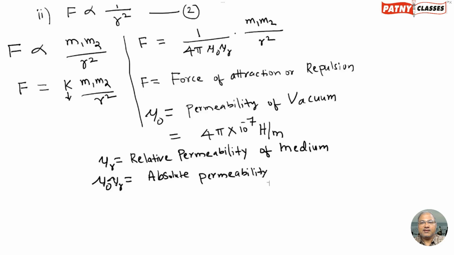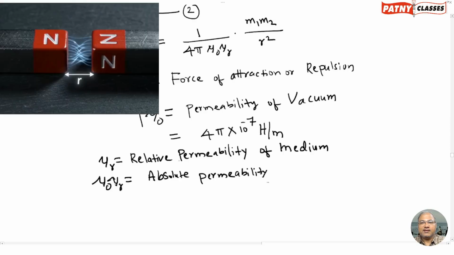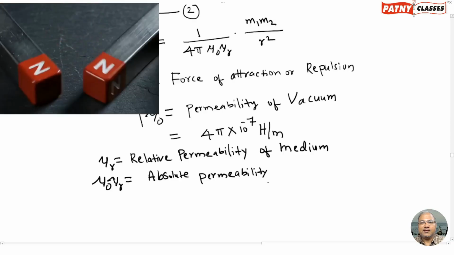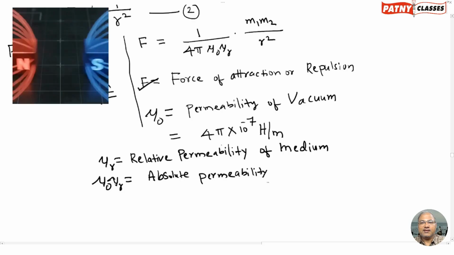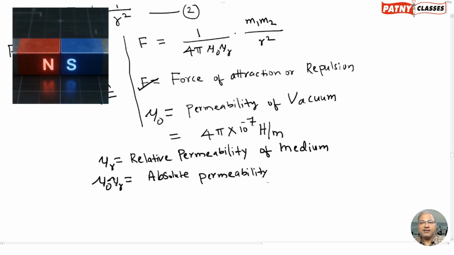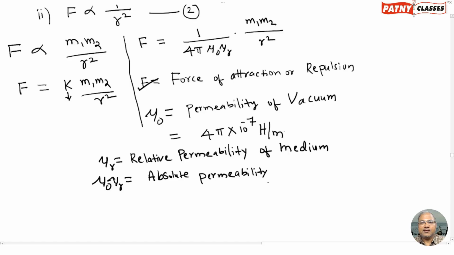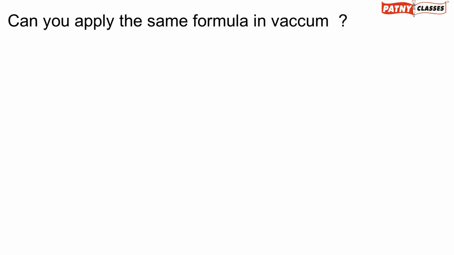In this expression, F is the force of attraction or repulsion between the given two magnetic poles, and mu naught is the permeability of vacuum, which is equal to 4 pi into 10 raised to minus 7 Henry per meter, and mu r is the relative permeability of the given medium, and mu naught mu r is equal to the absolute permeability.